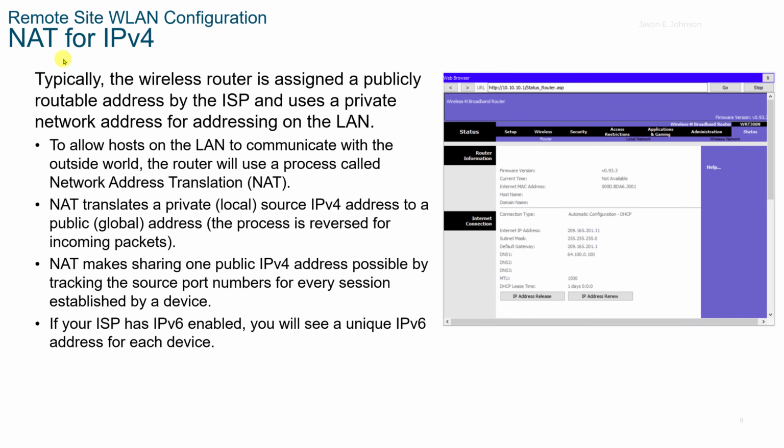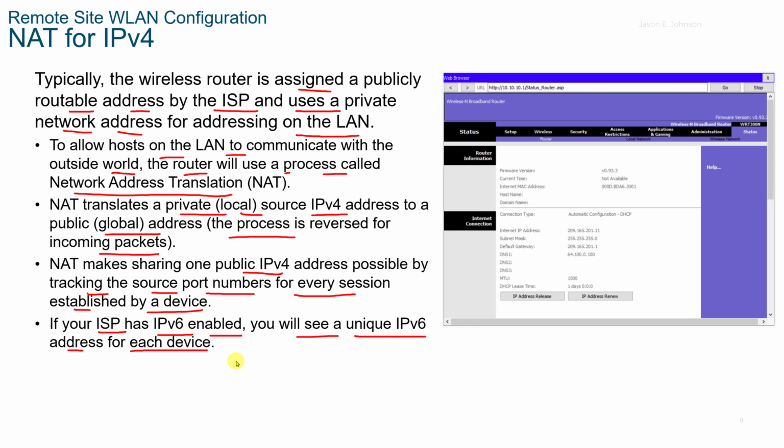Network address translation, or NAT, for IPv4. Usually the wireless router is assigned a publicly routable address by the ISP, and it uses a private network address for addressing on the LAN. So to allow hosts on the LAN to communicate with the outside world, the router will use a process called NAT, or Network Address Translation. NAT translates a private or local IPv4 address to a public global address, and the process is reversed for incoming packets. NAT makes sharing one public v4 address possible by tracking the source port numbers for every session established by a device. And if your ISP has v6 enabled, you'll see a unique v6 address for each device.